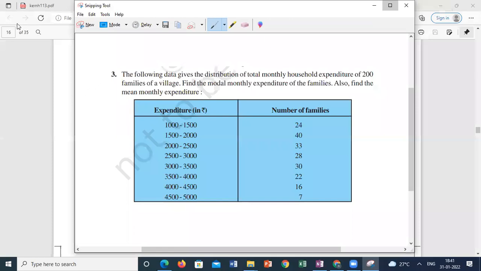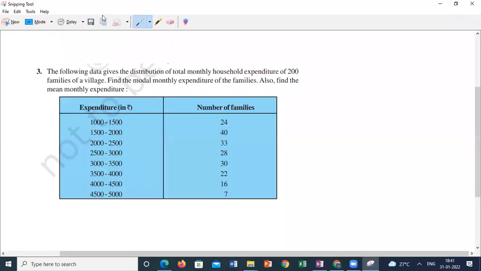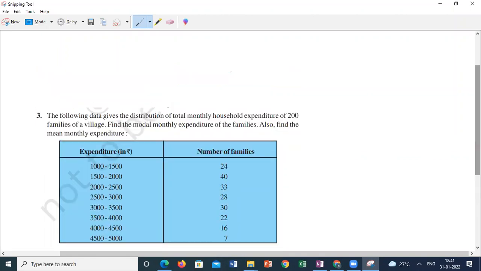Students, how to do this question? What is the model class for this question? Anyone? Identify which is the biggest number of families. 40. Sir, 1,500 to 2,000, sir. So the model class is 1,500 to 2,000. So L is equal to 1,500, H is equal to 500.